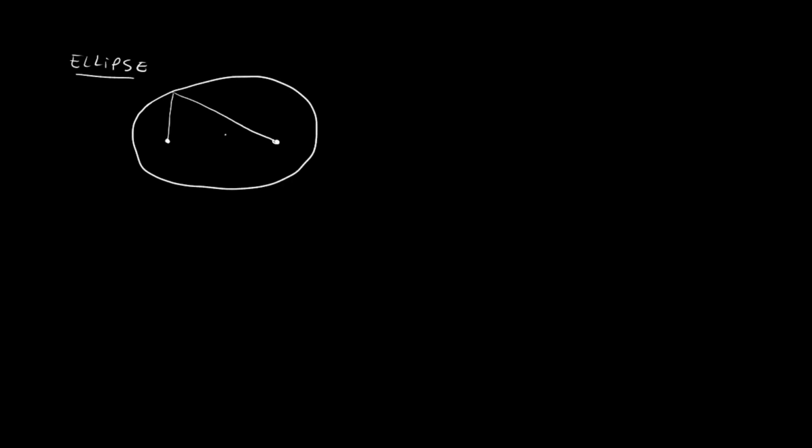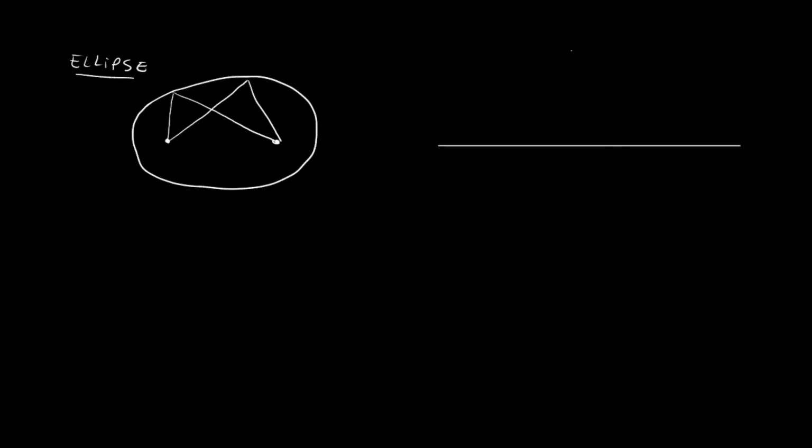In this video we're going to be using the definition of an ellipse to try and derive its formula. The definition of an ellipse is that it is a closed plane curve generated by a point moving in such a way that the sum of the distances from two fixed points is a constant. Those two fixed points are going to be called foci.